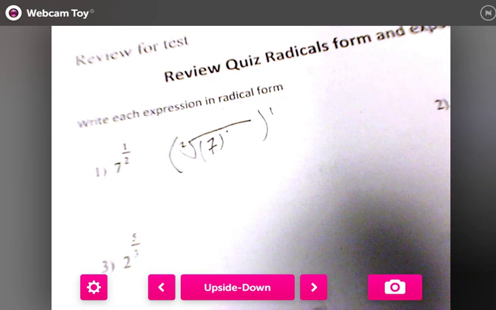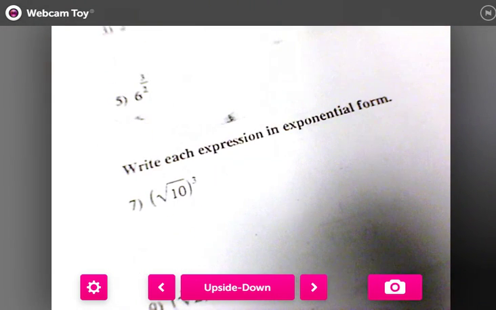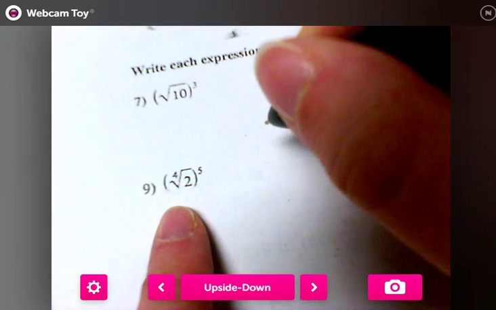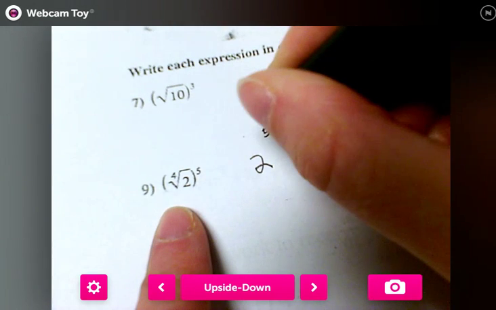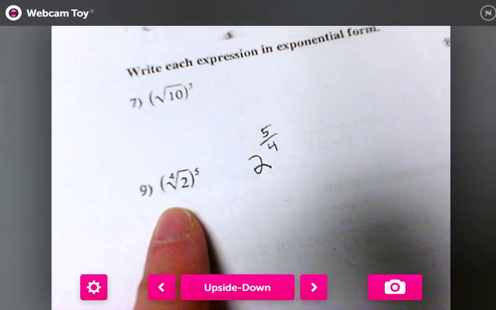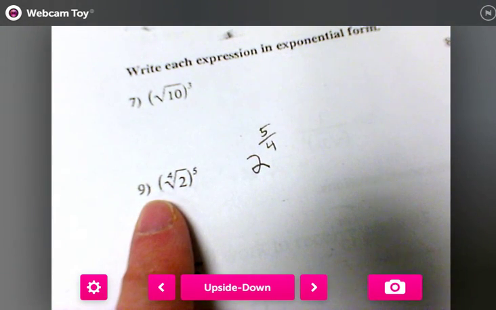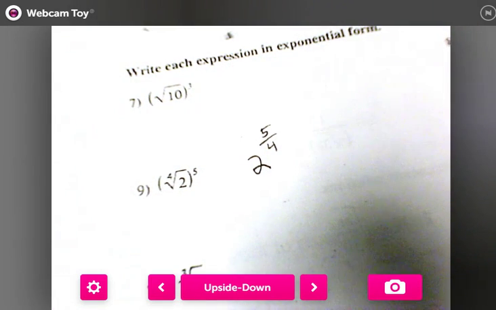That would be great. Okay, now we're going to take these. I'm going to do number 9. We're going to take this radical expression and change it into exponential form. So we go 2 to the 5 fourths. The 4 is what the root is being taken to, and 5 is what it's being raised to, like how big is it?